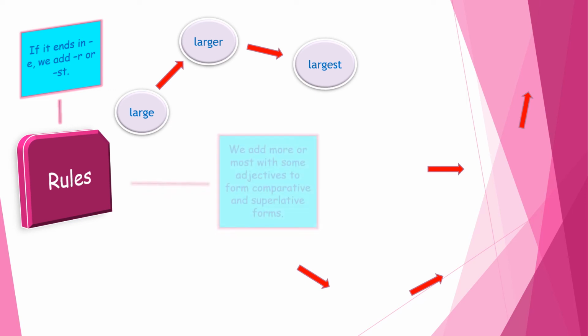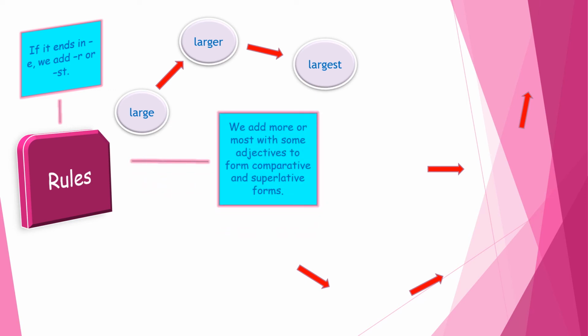Let's move on to the fifth rule. The fifth rule says that we add more or most with some adjectives to form comparative and superlative forms. Not all adjectives change their spelling, or keep on adding something. Certain adjectives remain the same, that is, they remain positive. It is just that we add a word before it, like more or most.